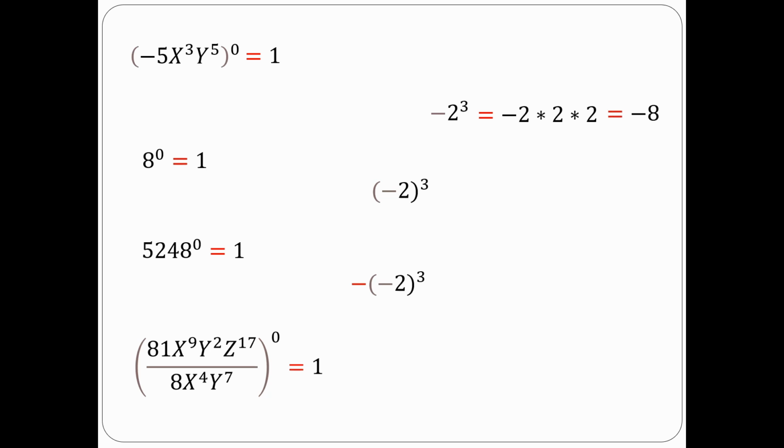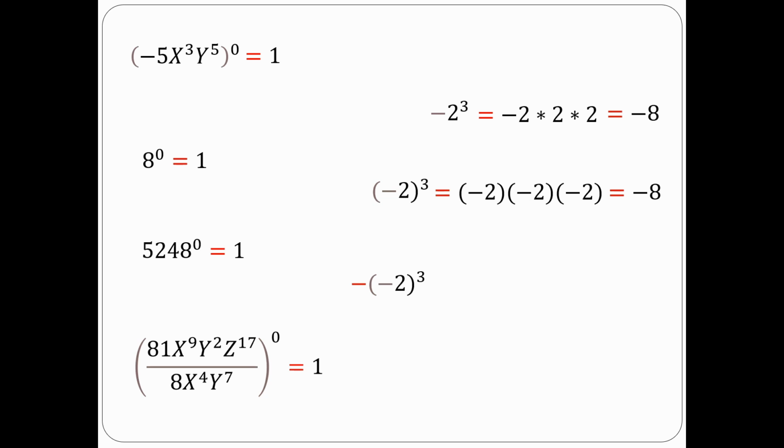Now for the second example, the negative is inside the parenthesis. So it is affected by the exponent, which means that we are multiplying three negative 2's, but the end result is negative 8. Because negative times a negative is positive, and then positive times a negative is negative.